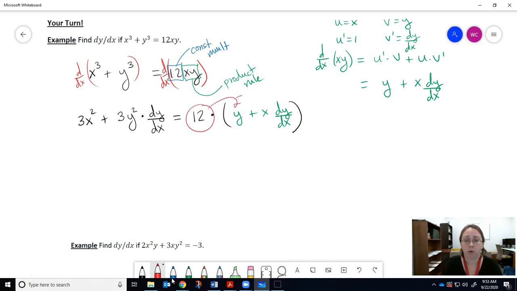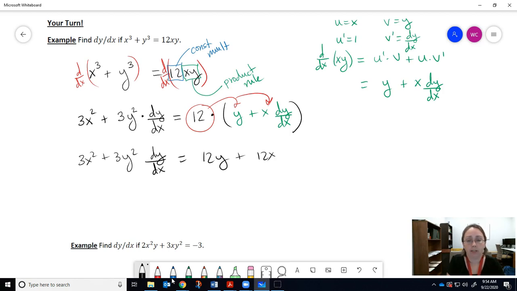So distribute your 12. If you'd rather divide by it, you could, but you're going to end up with fractions. So I'd rather avoid the fractions. All right, so if we distribute the 12 and bring everything down, so 12y plus 12x dy dx.